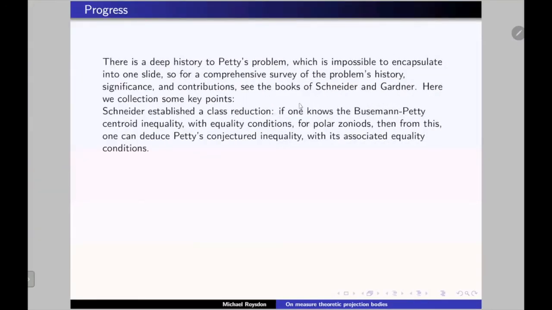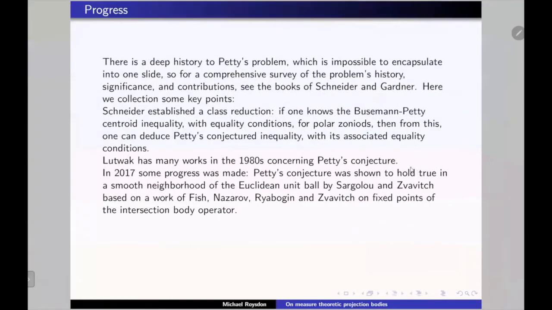Schneider showed a class reduction. He showed that if one knows this thing called the Busemann-Petty centroid inequality with its equality conditions for polar zonoids, then one can deduce Petty's conjectured inequality with its associated equality conditions. Erwin Lutwak in the 1980s published many works concerning Petty's conjecture. And actually, very, very recently, in 2017, finally some progress was made on Petty's conjecture.